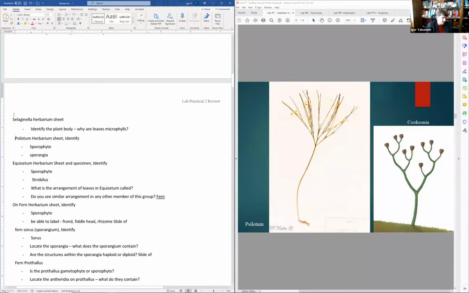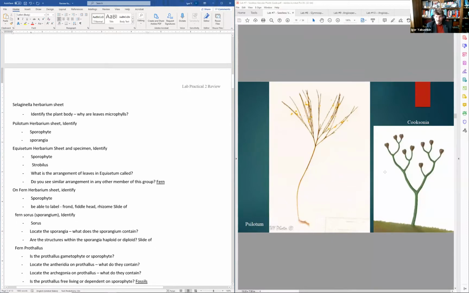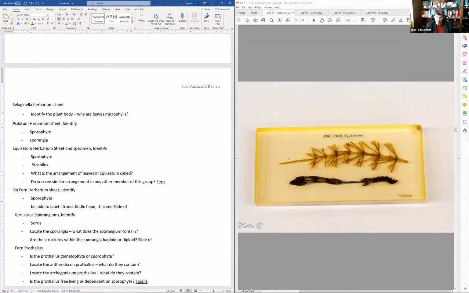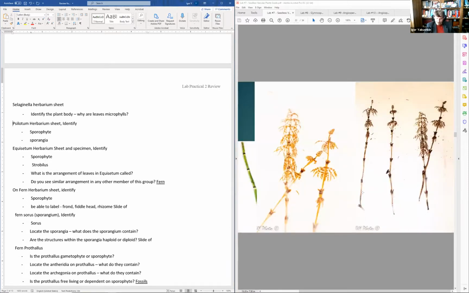So Psilotum, known as a whisk fern. So sporophyte, the whole thing is a sporophyte, and the yellow parts are sporangia with the spores. Equisetum. Equisetum is a horsetail. So here we're looking at the Psilotum, aka whisk fern. So horsetails, yeah, I guess they kind of look like a horsetail. So here we're looking at the horsetail.